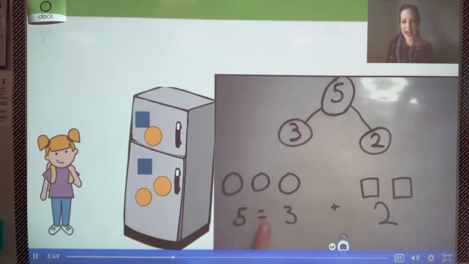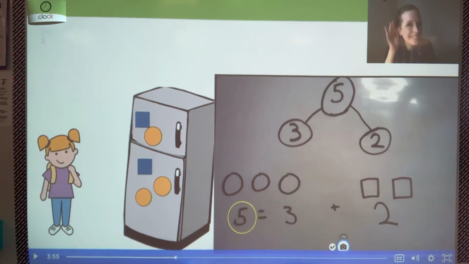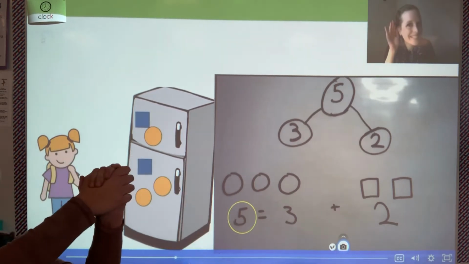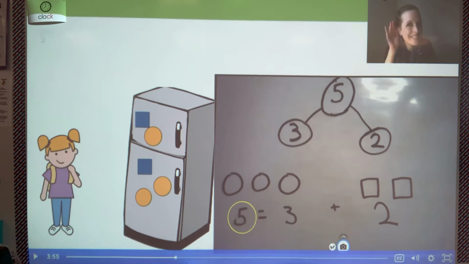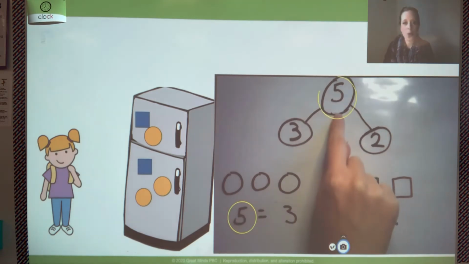What does the 5 tell us about? Tell a friend or tell me. Okay, show me. What is the 5? Is it the part or the whole? Show me. Yes! Very good. Yes, the 5 tells how many shape magnets Annalise has all together. The 5 is the whole.